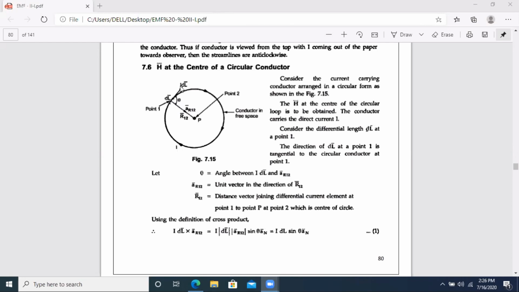Theta is your differential length relative to your r. Just like before, theta is the angle between I dl and aR. This is your length, this is your r. aR is a unit vector towards P in the direction from the dl. And the angle between your I dl and your R is theta. aR is the unit vector, the direction of that. R is the distance between here and here.